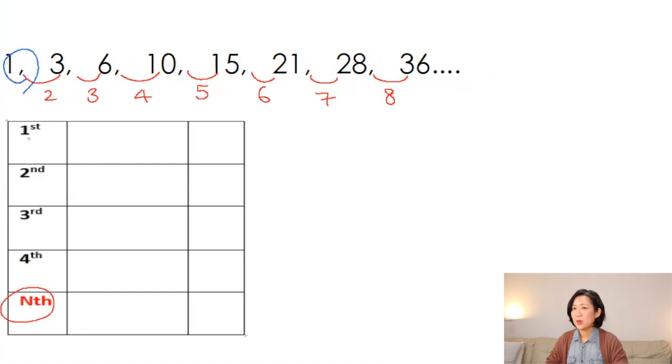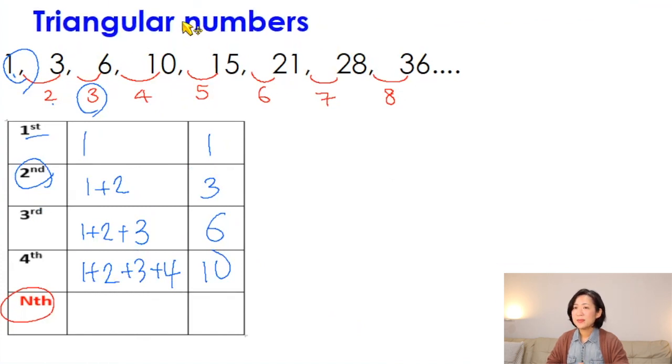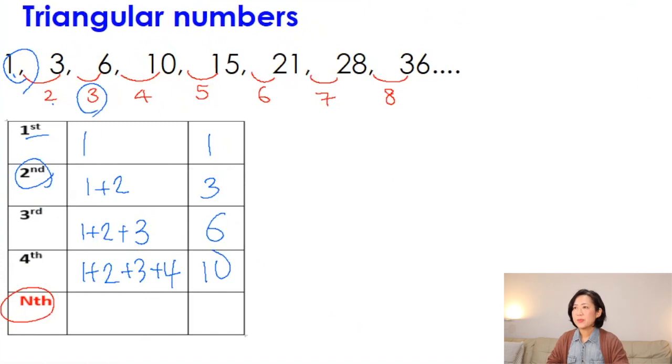So the first number is a 1. Then the second number is adding 2 to the previous number. So 1 plus 2 gives you 3, right? Your third number is copying the previous number, 1 plus 2 plus 3, which gives you 6. And the fourth number is 1 add 2 add 3 add 4. That gives you 10. It looks like we're adding up all the consecutive numbers from 1. I'm going to let you know the name of this number sequence. This is called the triangular numbers.